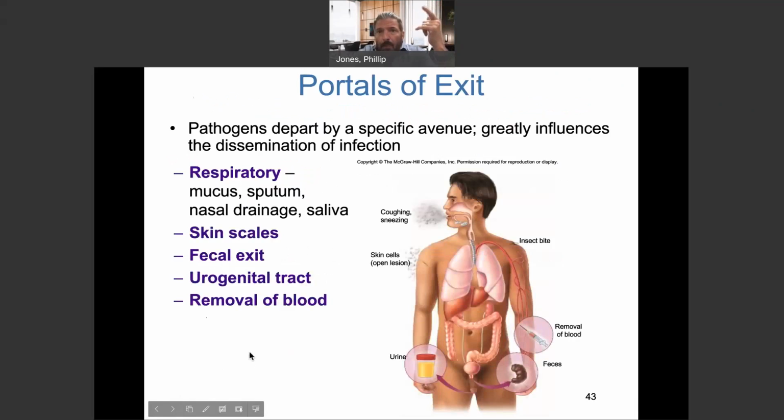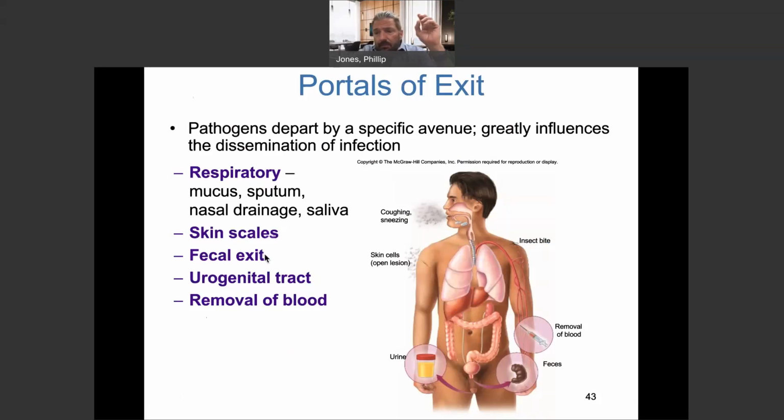But portals of exit. Remember, the portal of exit doesn't always have to be the same as the portal of entry. Respiratory: mucus, sputum, nasal drainage, saliva. All right. And there should be a video coming up with someone sneezing. You can see the air droplets and the aerosol droplets and how far they can go depending on the wind and how small the particle is. So, skin scales. All right.